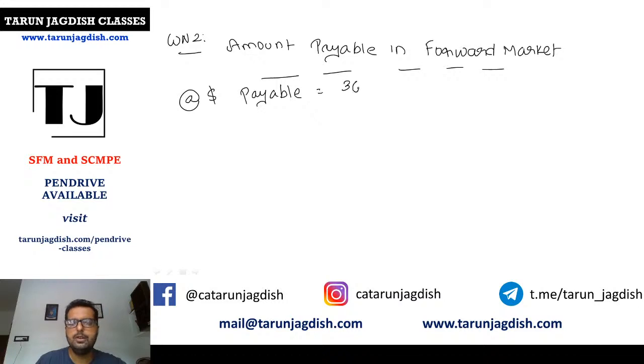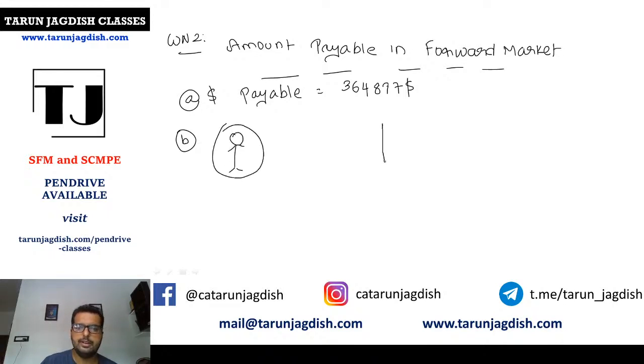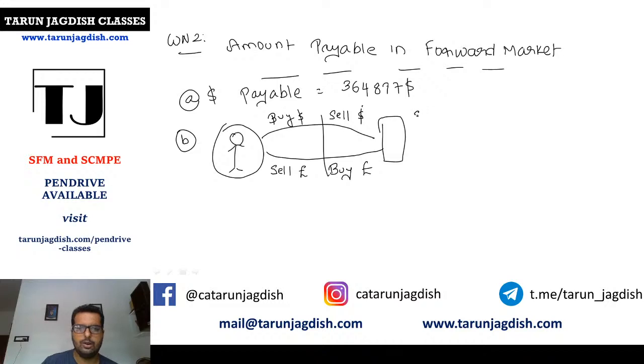Dollars payable $364,897. Now tell me whether it will be a bid rate or an ask rate. I will draw the picture here. You first guess the answer and only then look at the board. This is the person, let's say it's A. This is the bank. Since he has to pay dollar, what will he do now? He will buy dollar. In return, he is going to sell sterling. Bank will buy sterling, sell dollar. Dollar bar sterling is the exchange rate.